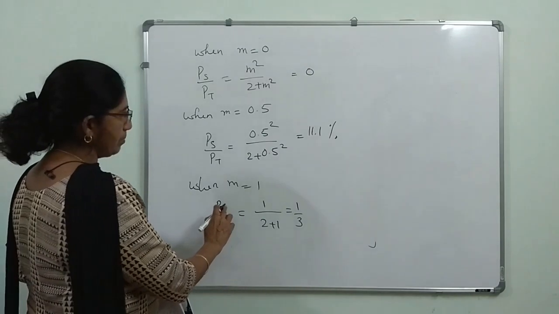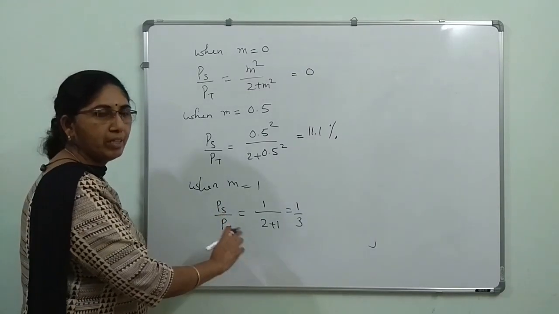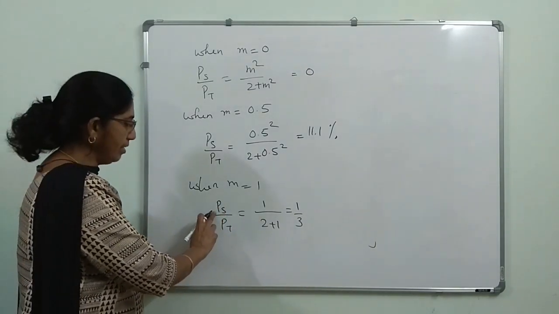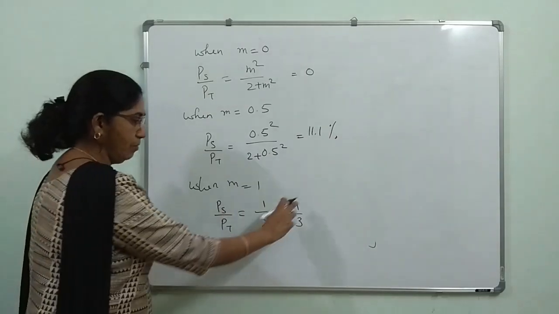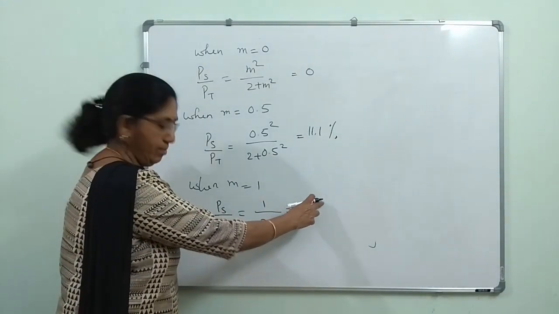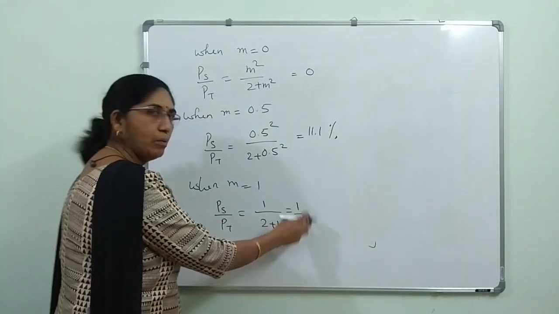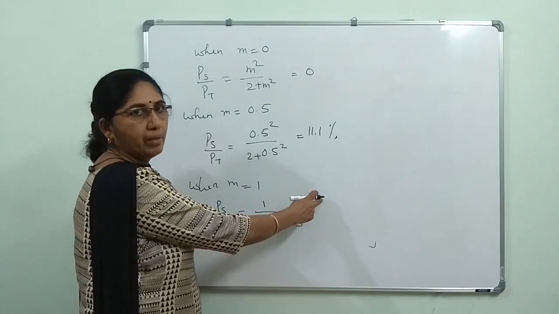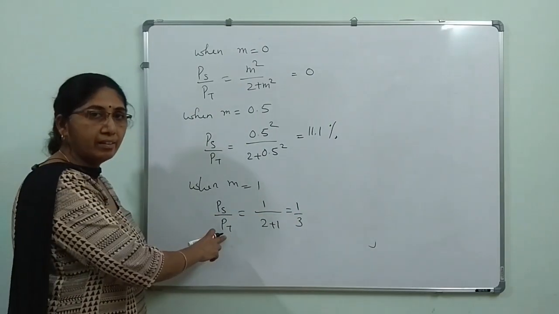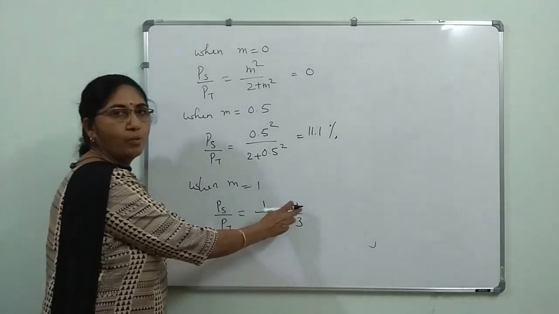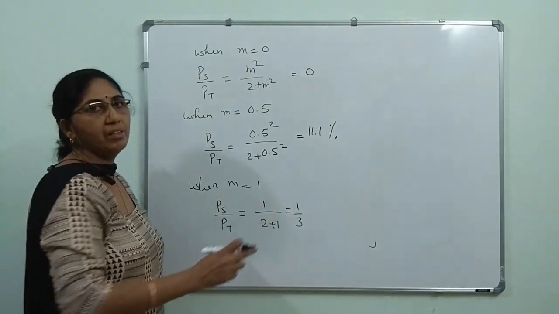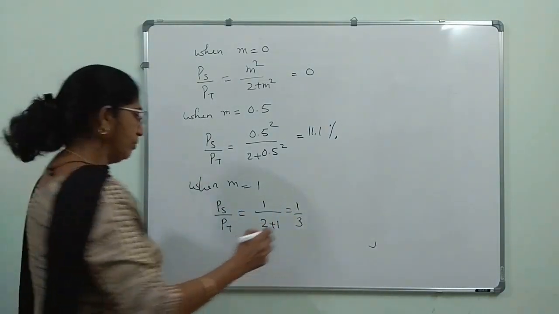1 by 3 means how much will be the strength of the signal? PS is 1 by 3 into PT, is it not? That means PS will be 1 by 3rd of the power in PT. If PT is 100, PS will be 1 by 3rd. That means it will be 33.33%.